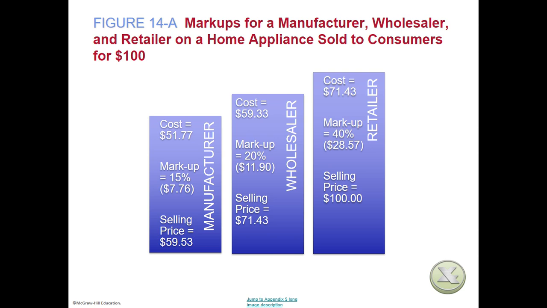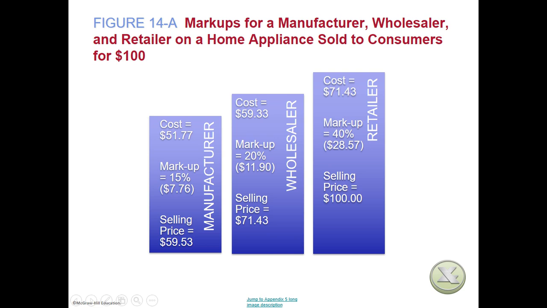Okay? This figure gives you an idea of the markup for manufacturer, wholesaler, and retailer on a home appliance sold to consumers for $100. Here, this is what we pay as the selling price. Consumers pay $100. It started out at the manufacturer side. The cost to the manufacturer is about $51.77. Okay? And in order to get their profit, they add a markup of 15%. 15% of $51, about $7.76.